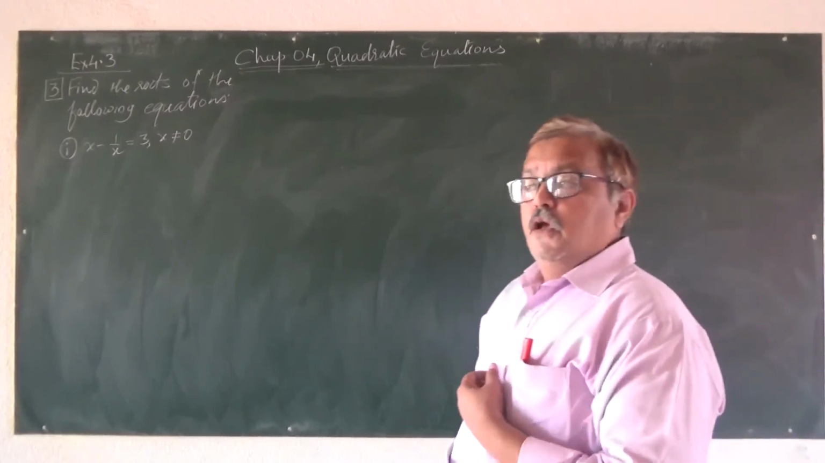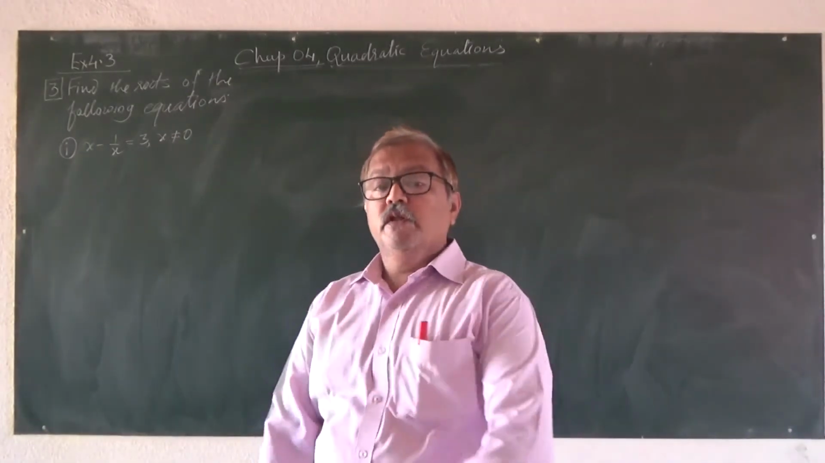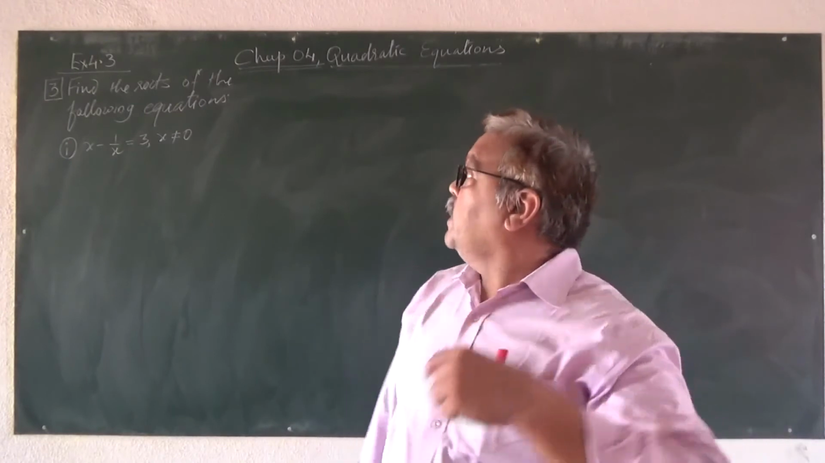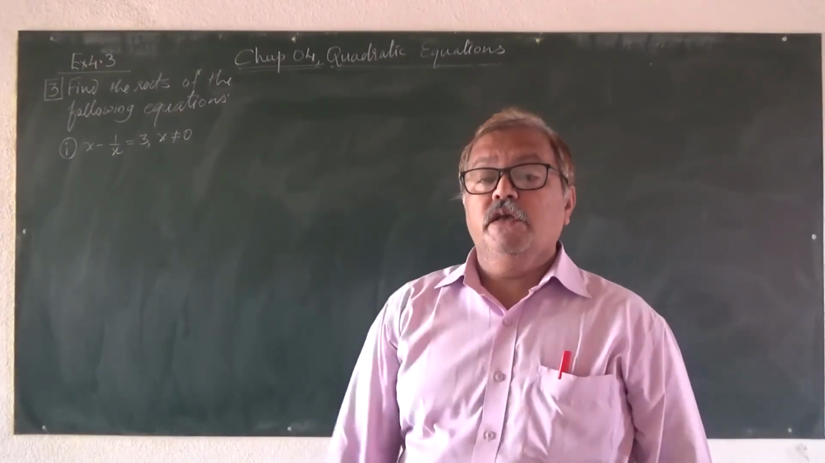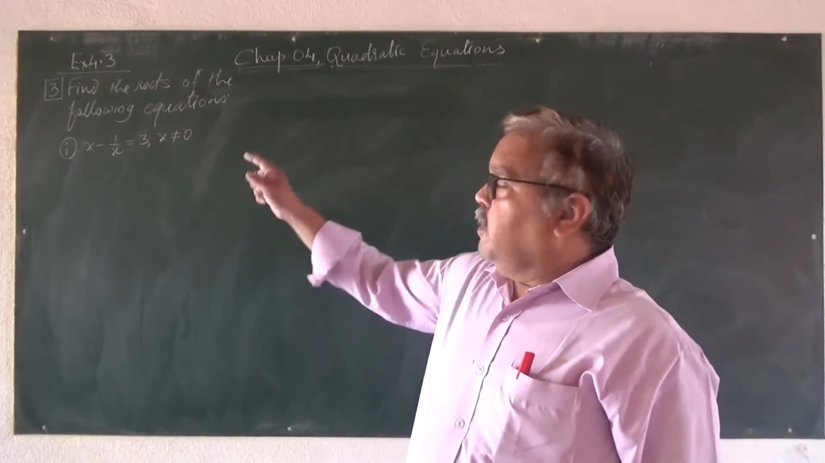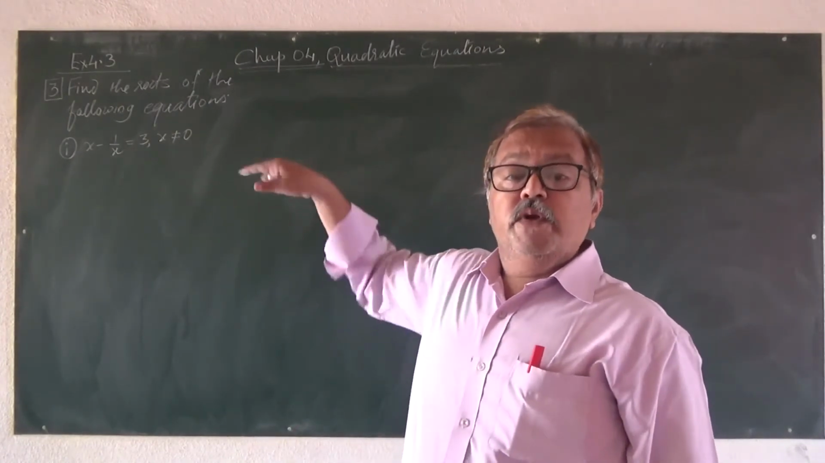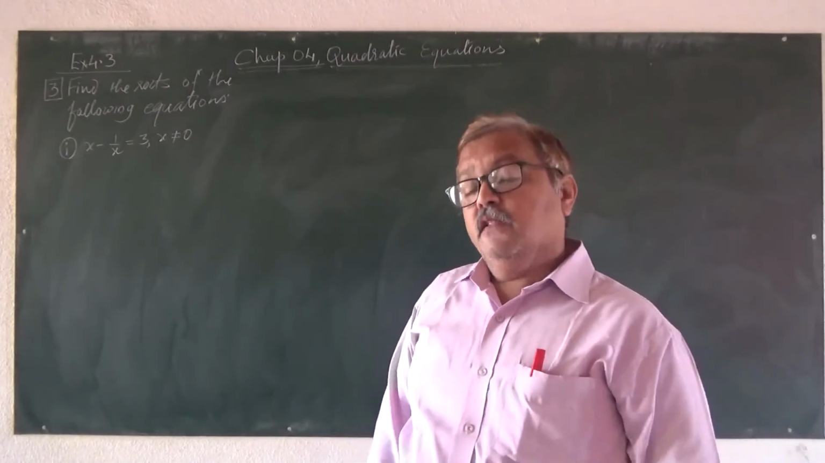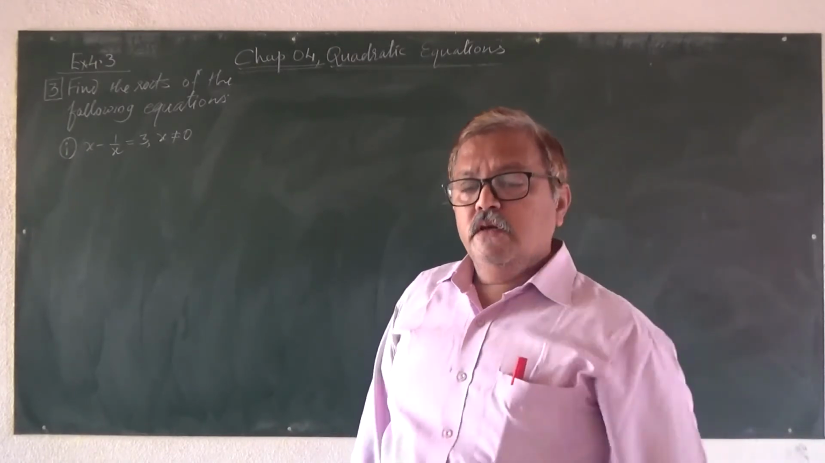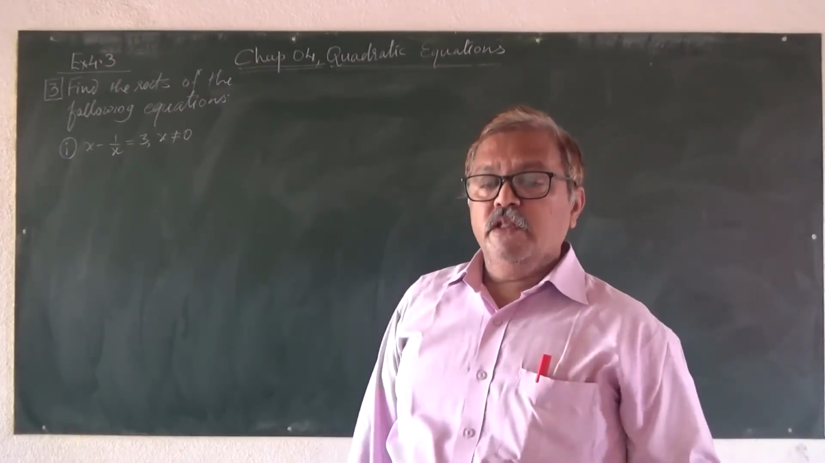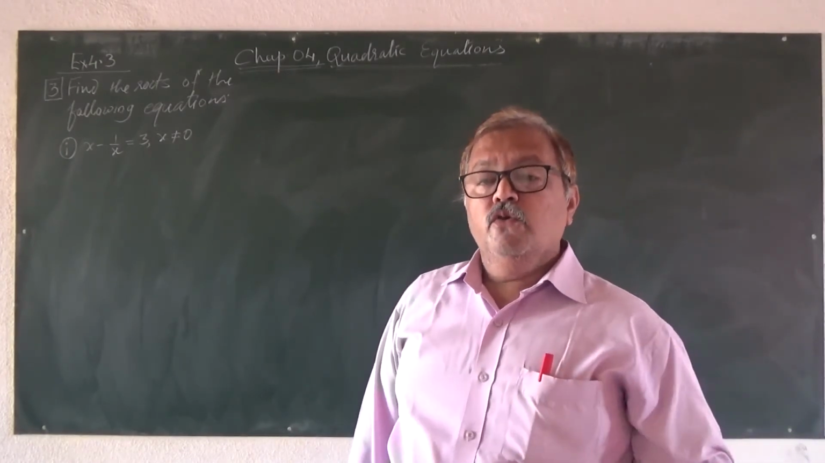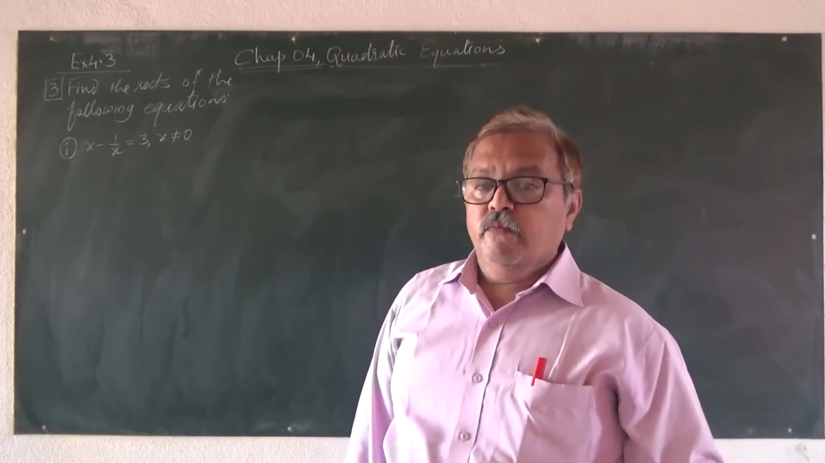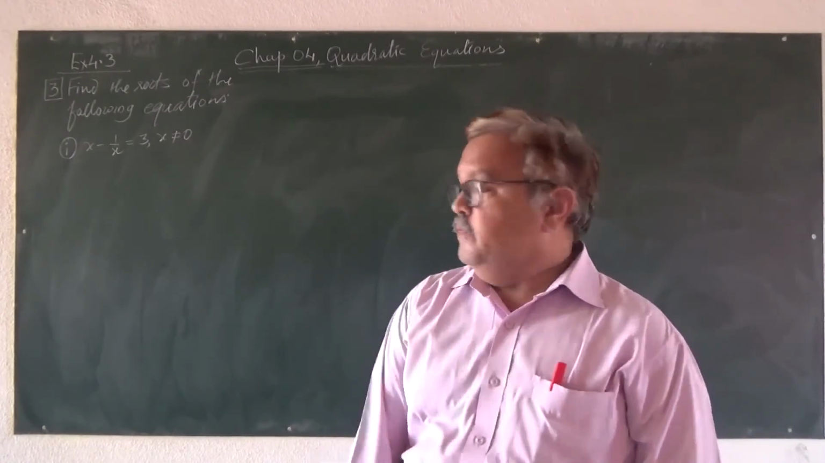Let us see question number 3 of exercise 4.3. There are two sub questions. Find the roots of the following equations. They have not used the word quadratic equation. So on simplifying, it may turn out to be quadratic, and then you can use any method: factorization, that is splitting the middle term, or you can use completing the square method, or you can use quadratic formula. Okay, let us see.